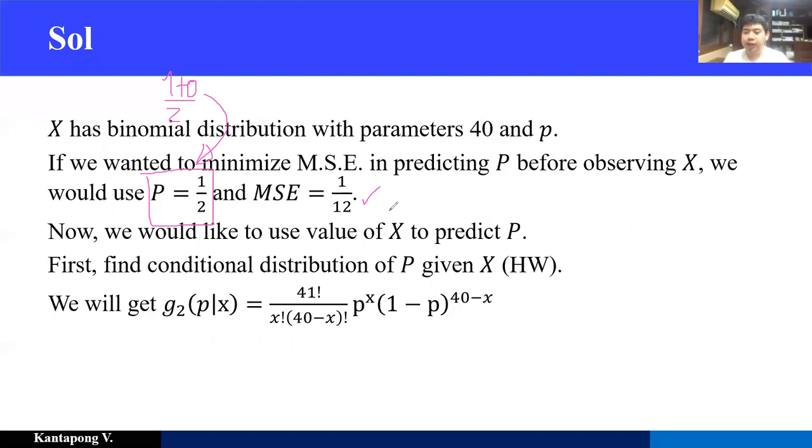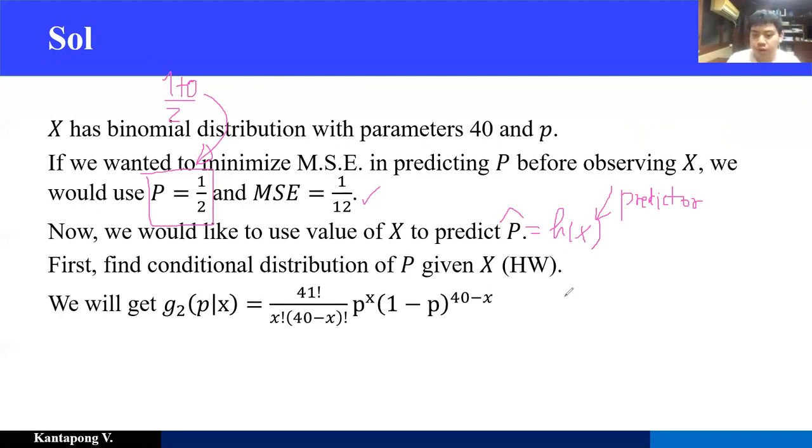However, let's say we perform 40 trials and we get the outcome. For this one, we could get a clearer picture of what P should be, right? So we want to find P as a function of X. X is a predictor. And P hat is the prediction using X as a predictor.